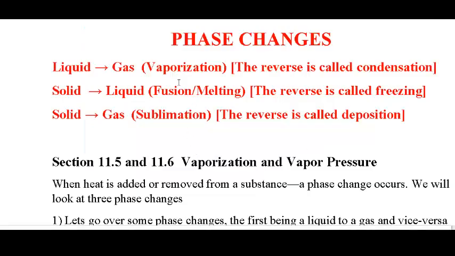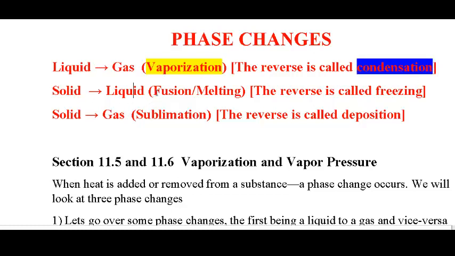So going from a liquid to a gas is known as vaporization. Okay, the energy required to have 1 mole of a liquid go to 1 mole of a gas is called the delta H of vaporization, also known as molar heat of vaporization. So liquid to gas is vaporization. If we want to go the other way, it's called condensation.